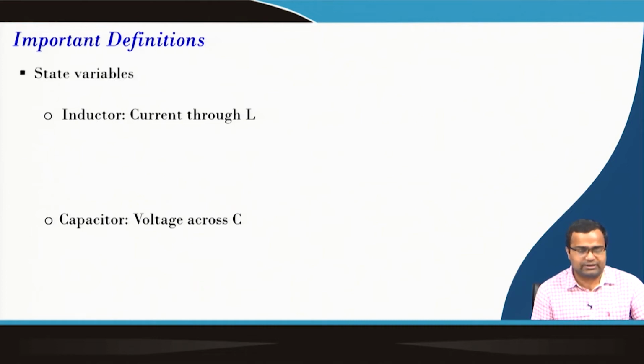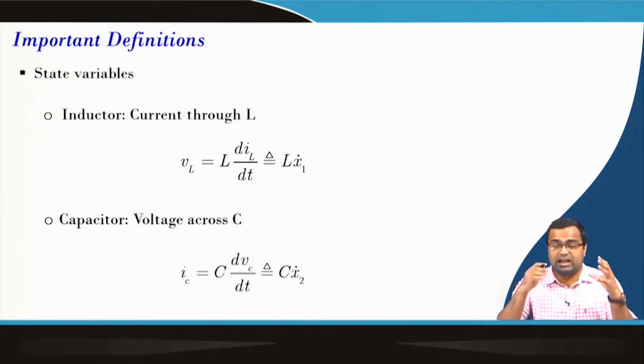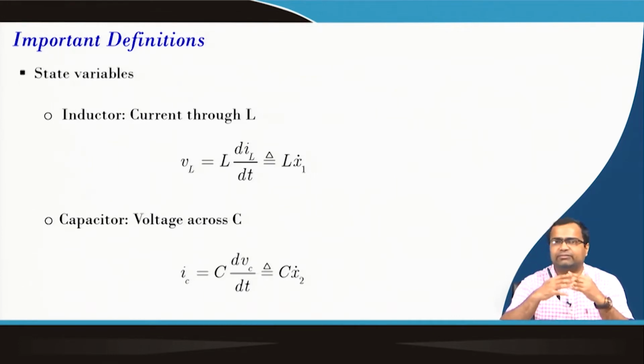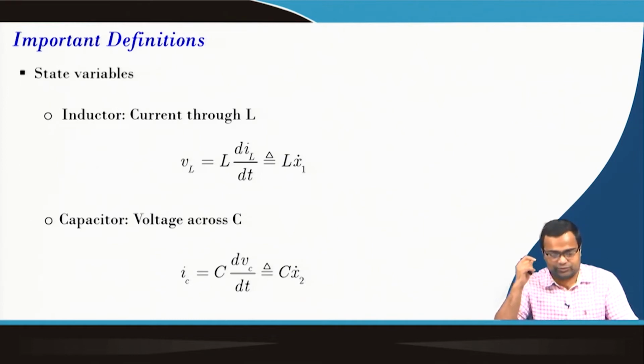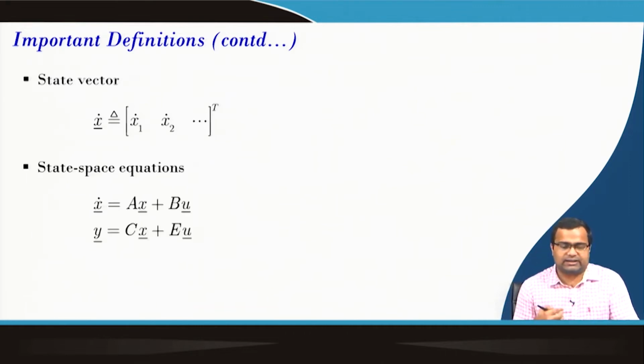So, first the important definition: state variables. If we consider any RLC circuit, that means if there is any energy storing element in an electrical circuit like inductor and capacitor, we generally consider the current through the inductor to be one state variable, which is IL, and the voltage across the capacitor to be another state variable, which is Vc. So, here IL is considered to be x1 and Vc is considered to be x2. Next, the state vector: if there is more than one state, then we consider them in a vector format, and that we call state vector.